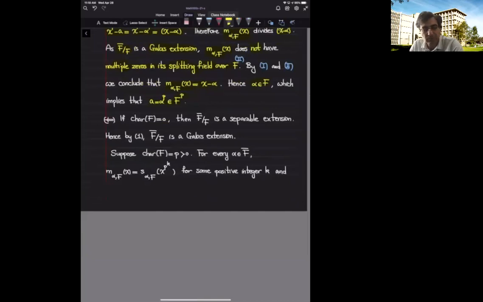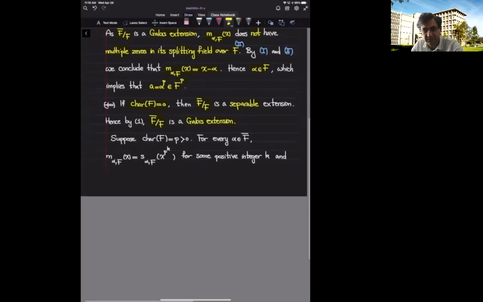Okay, so now let's go backward. Assume that my base field is a perfect field. I want to show that F bar over F is a Galois extension. If the characteristic is 0, we have already discussed that every algebraic extension would be separable. So in that case, F bar over F would be a separable extension. We have already proved that F bar over F is always a normal extension, and so F bar over F is a Galois extension. Now, we are going to focus on the case that the characteristic is P, a prime number.